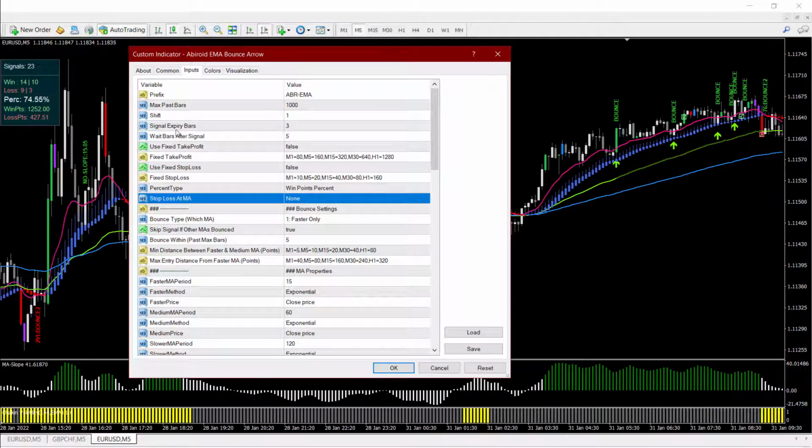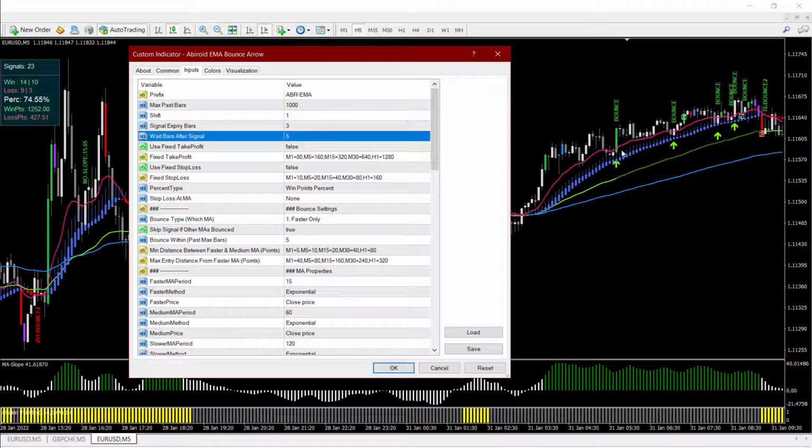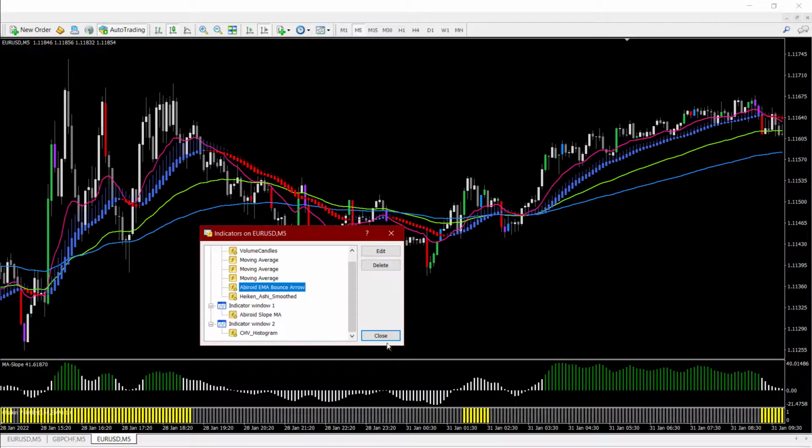In that case, it will use only the signal expiry bars, and these wait bars after signal are to limit these arrows so that you do not get too many consecutive arrows, because sometimes the price crosses the moving averages several times. In that case, you will get too many signals. So you can set this to a higher value if you don't want very close together signals. So I'll just press OK.